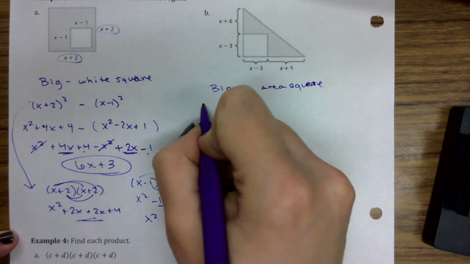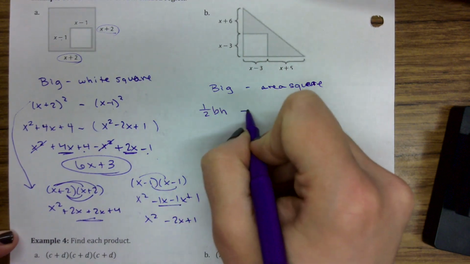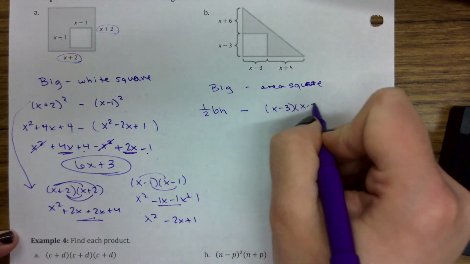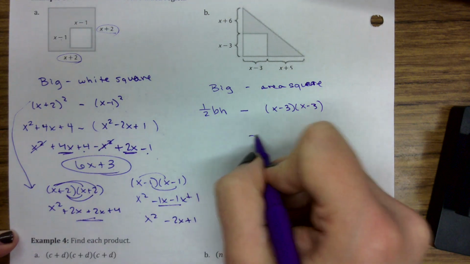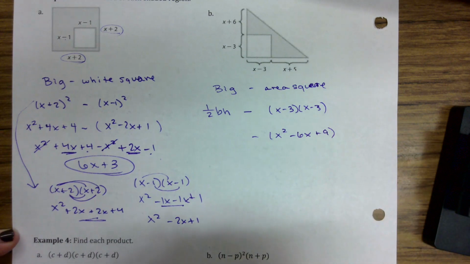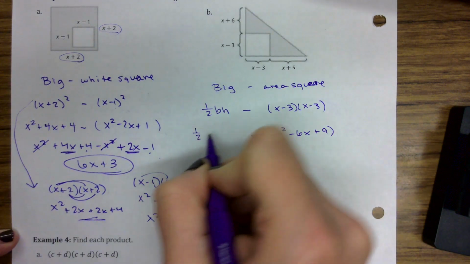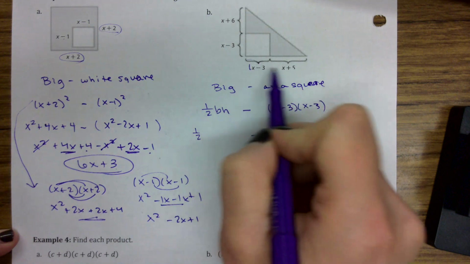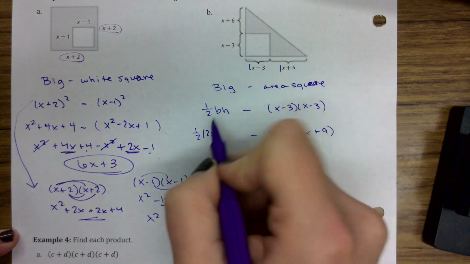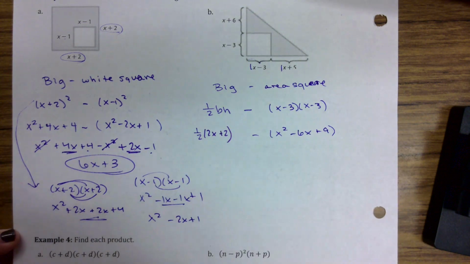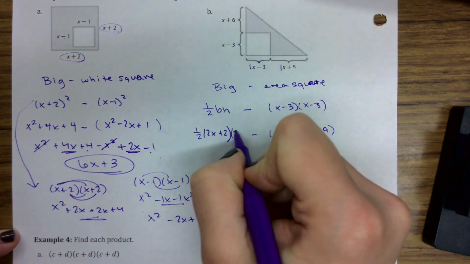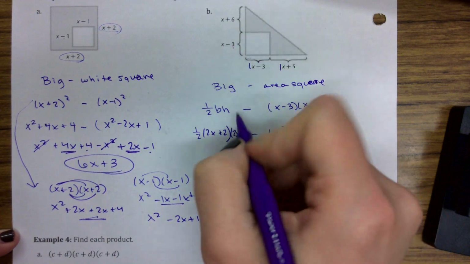All right, the area of the triangle is 1/2 base times height, minus the area of the square, which is x minus 3 times x minus 3. So when I FOIL that, I get x squared minus 6x plus 9. When I find the area of the triangle, the base is 1x, 2x, negative 3, positive 5 is a positive 2. So you had to figure out the base. The height is a 1x, a 2x, and then a positive 6 and a negative 3.